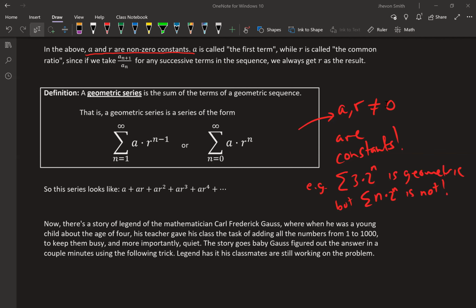So you have all these 4-year-olds counting on their fingers, trying to add up all the numbers from 1 to 1,000. Does anyone have 1,000 pebbles to add up? The teacher thought, yeah, these kids are going to be silent for the rest of the time. However, little baby Gauss figured out the answer within a couple minutes, gave it to the teacher, and he was done.